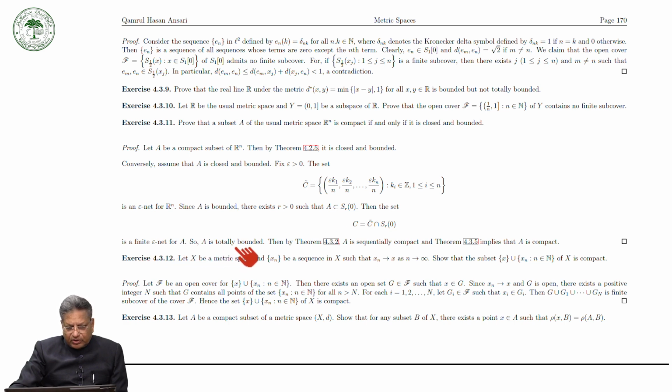So it is totally bounded, and by the theorem A is sequentially compact, and then A is compact. So this way we can prove it. Usually in the exercises, most of the time we use several results.